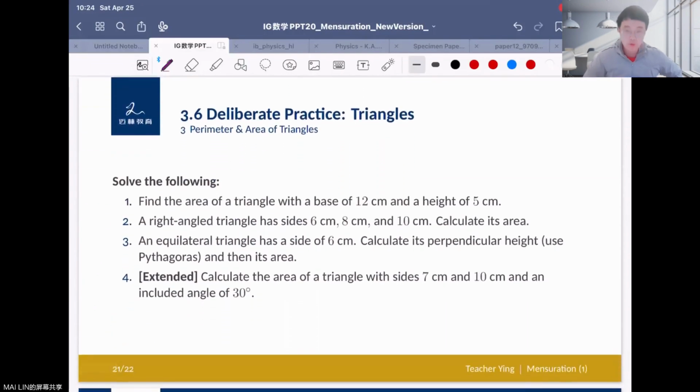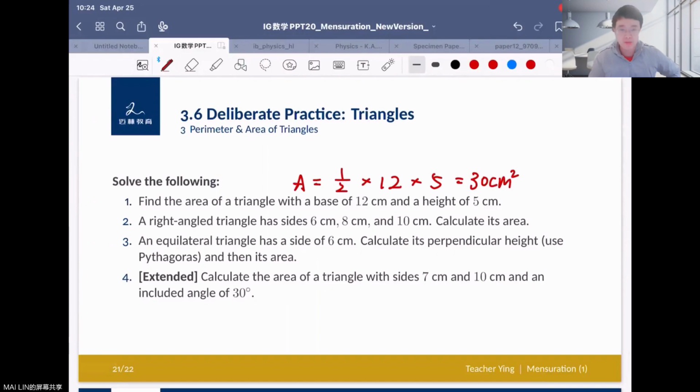That is it. And here are some deliberate practice problems for you, four of them. For the first problem, find the area of a triangle with a base of 12 centimeters and a height of 5 centimeters. Here the area equals a half times height times base, so area equals half times 12 centimeters times 5 centimeters. The final answer is 60 times a half, equals 30 centimeters squared, right? That is the first problem.